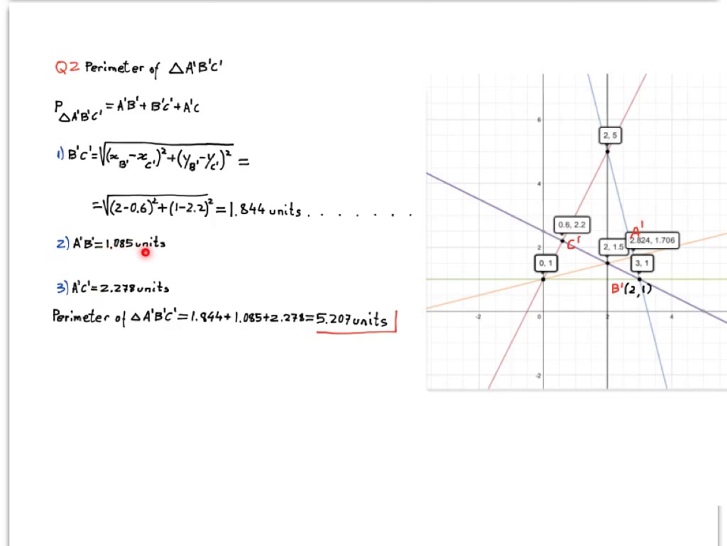Now that you've got the results for B prime C prime, A prime B prime and A prime C prime, you can work out the perimeter of triangle A prime B prime C prime, which should get you a result of 5.207 units. That's units of length.